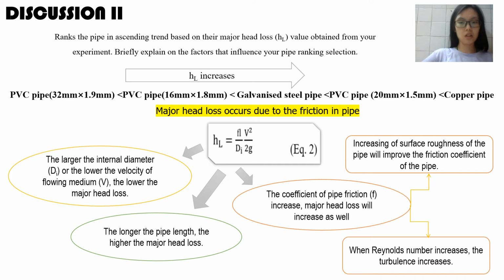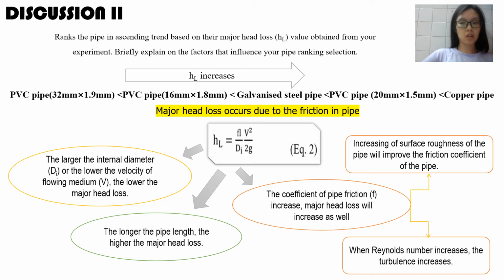According to the calculation, compared with the other types of pipe, the major head loss of the copper pipe is the highest. The second largest head loss is the PVC pipe of 20 mm diameter, followed by the galvanized steel pipe and the PVC pipe of 60 mm diameter, and lastly the PVC pipe of 32 mm diameter. The copper pipe ranks as the highest major head loss because of its highest velocity of water and relatively low pipe frictional coefficient. The factors that affect the pipe ranking or the major head loss of the pipe are the internal diameter of the pipe, velocity of fluid, frictional factor, and lastly the length of the pipe.